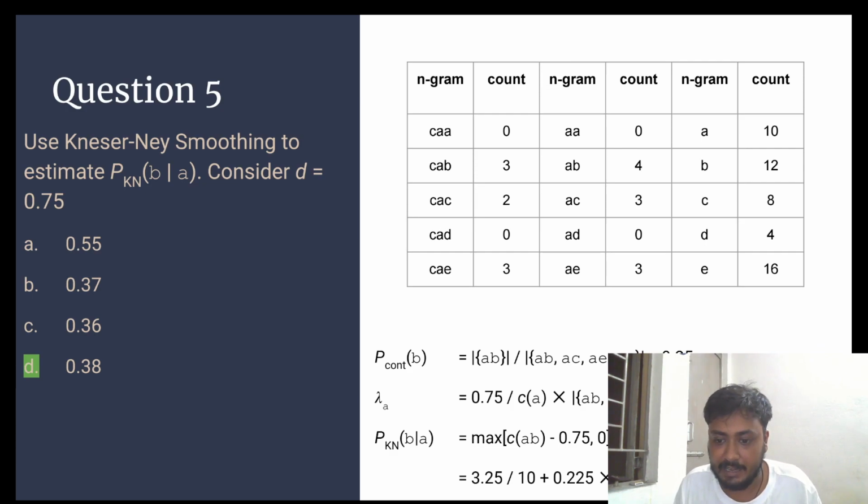Okay, so P cont B is clear. This is also clear, I guess, and for the final one we have just applied the formula directly.